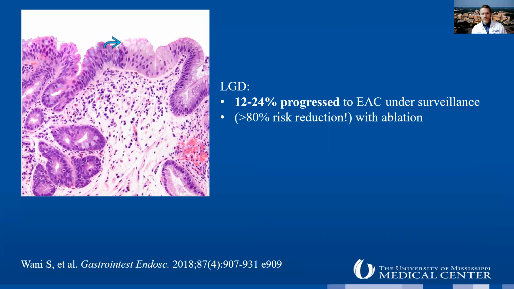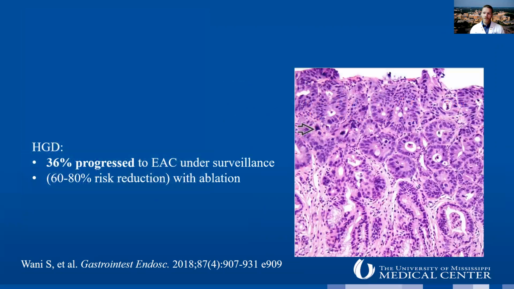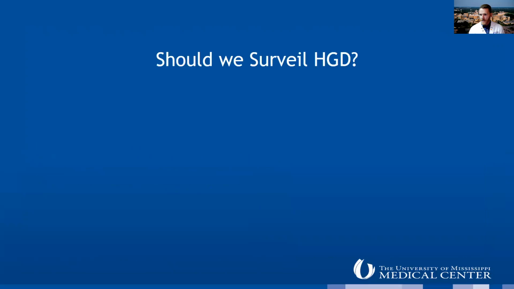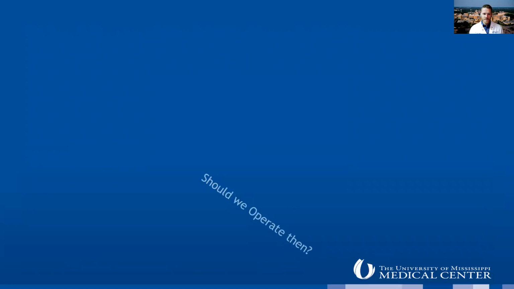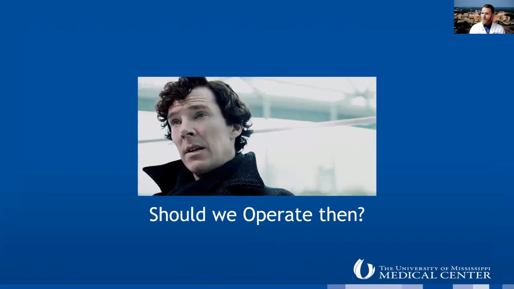So looking through those society guidelines, they preferentially reference 2 randomized controlled trials to address that question. In the instance of low-grade dysplasia, there was an 80% risk reduction with ablation. You still see up to a quarter of them progressing on to adenocarcinoma under surveillance. And with high-grade dysplasia, even more so, a third progressing under surveillance with a significant risk reduction in the ablation arm. So just based on that, whether or not we should surveil these, we come definitely against that. However, whether or not we should operate on them is an interesting question.